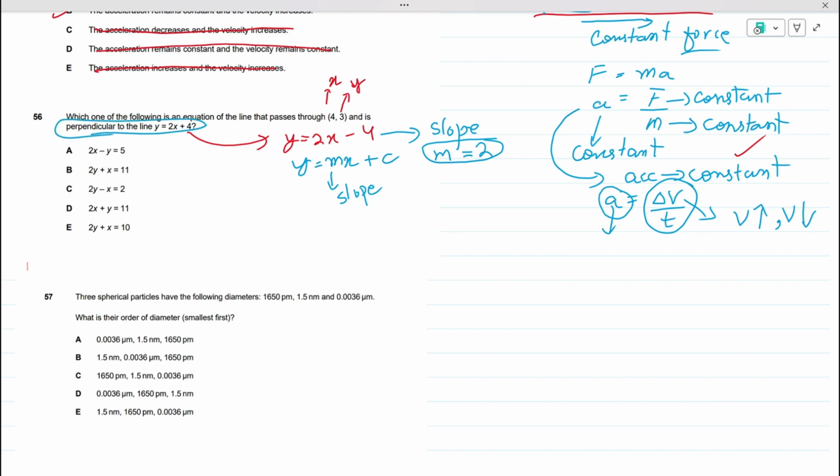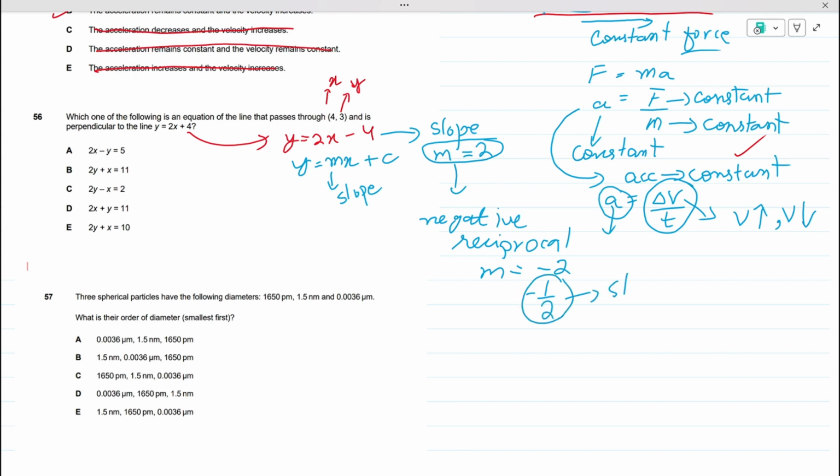Now the line that we are finding is perpendicular to this line, and the perpendicular line's slope is the negative reciprocal. Always remember, negative reciprocal, which means what is the negative value of 2? If it is plus 2, the negative value would be minus 2, and reciprocal means 1 in the numerator and that in the denominator. So this would be the slope of our new equation, the line that would be perpendicular to this.